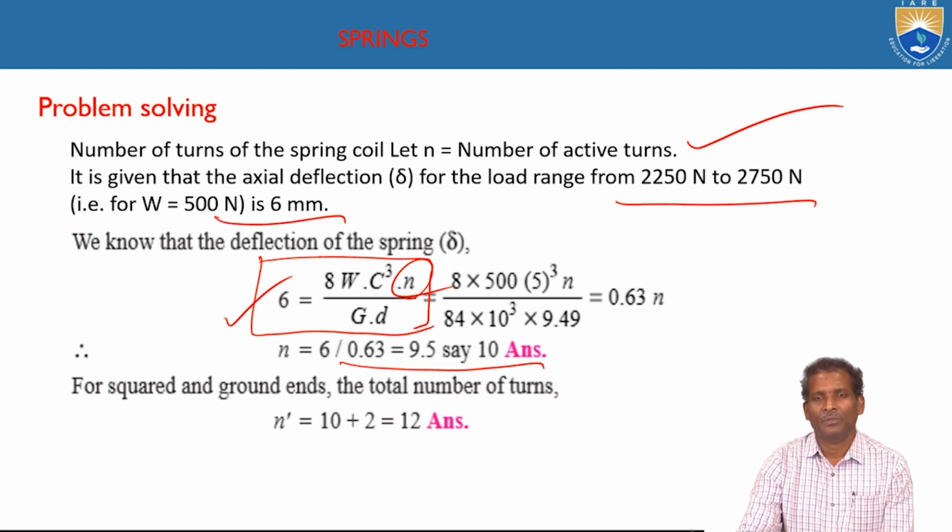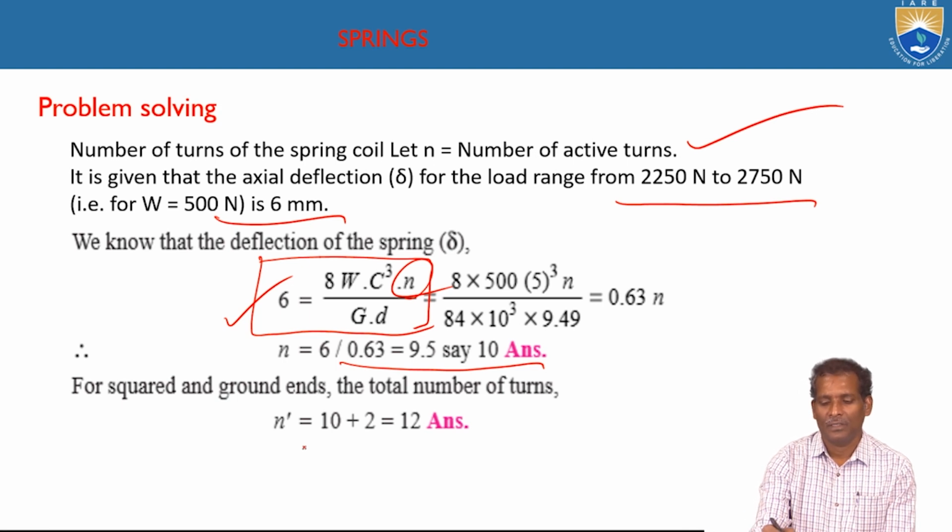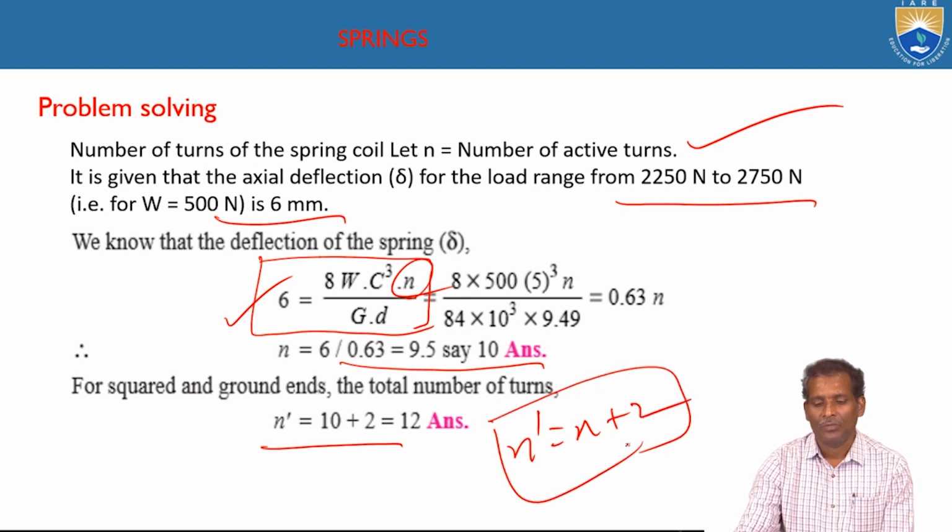So in this one also, the end condition shape is squared and ground. So total number of turns N dash is equal to N plus 2. For squared and ground ends condition, it is N plus 2. So N here, active turns, are 10 plus 2. You will get total number of turns 12.